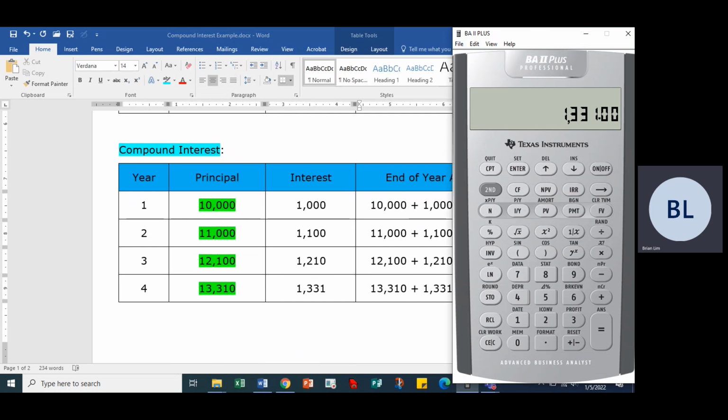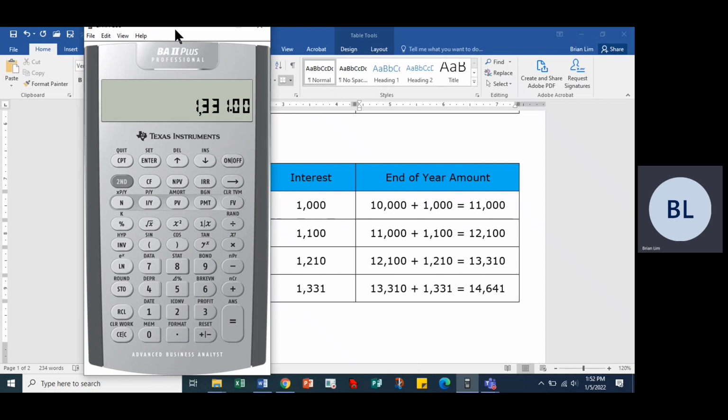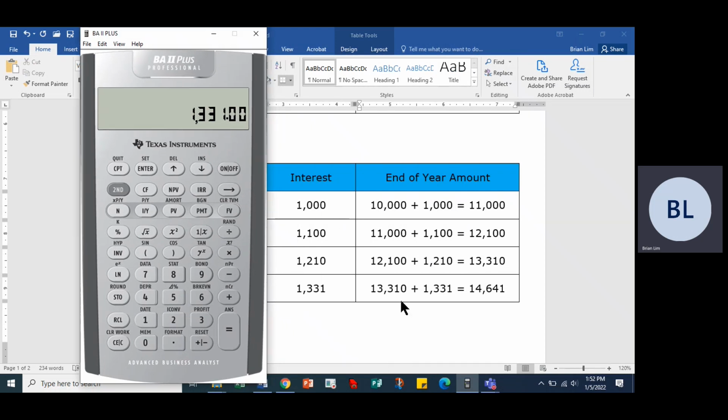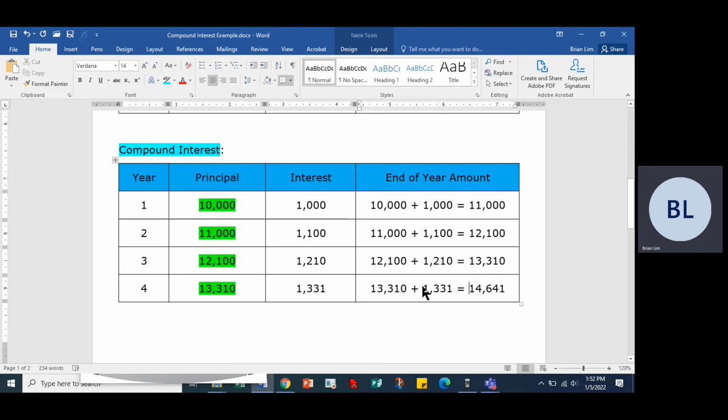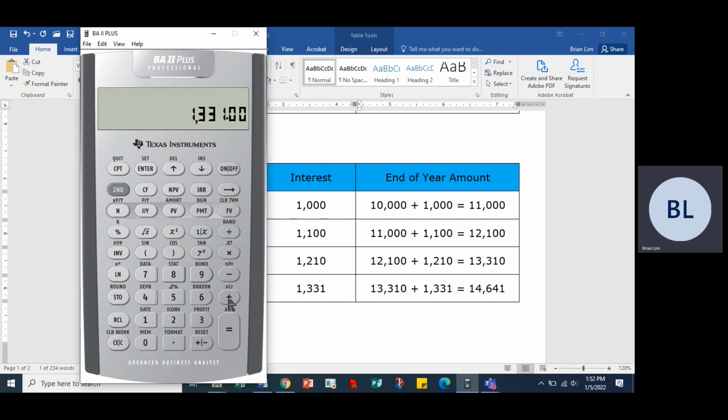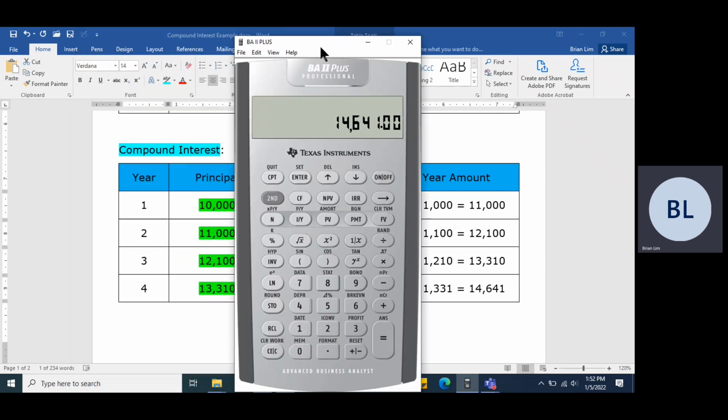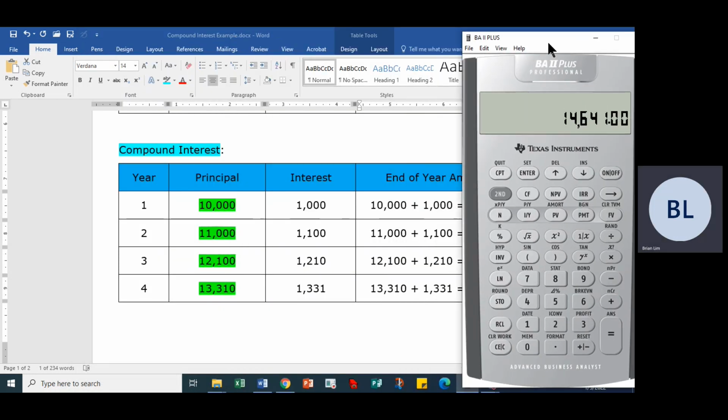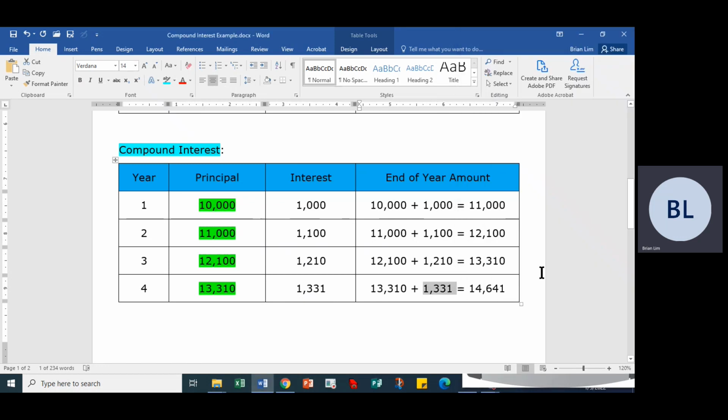We could actually demonstrate it on the calculator. Let's move the calculator this way, and we would have what? 1331. So we have the 1331 right here. Okay, and then we will take that and add 13310, and that gives us 14641.00, or 14641. Okay, so that is correct.